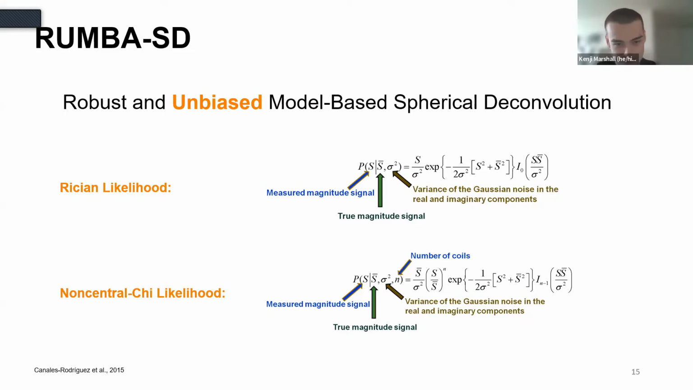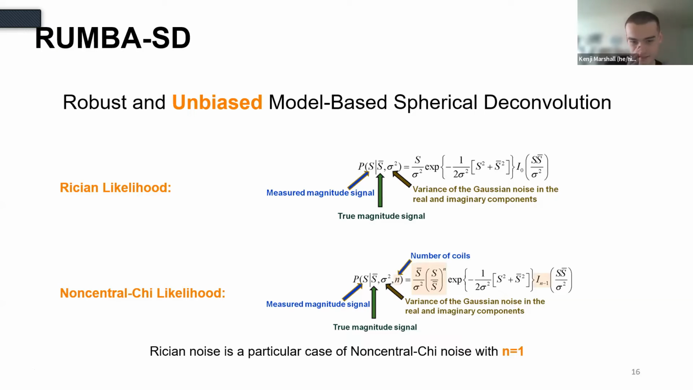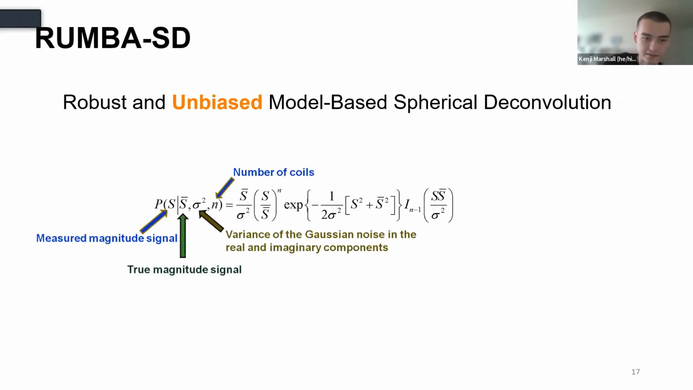If you compare these two expressions, they are very similar. The only difference is that in the non-central Chi case, it's also parameterized by the number of coils, and a couple of the expressions change, but you'll find that when you sub in n equals 1 in this expression, it actually reduces to the Rician likelihood case. So essentially, this non-central Chi likelihood expression is our generalized likelihood model for the MRI signals that we can use, and it accounts for all cases of Rician or non-central Chi noise within it.